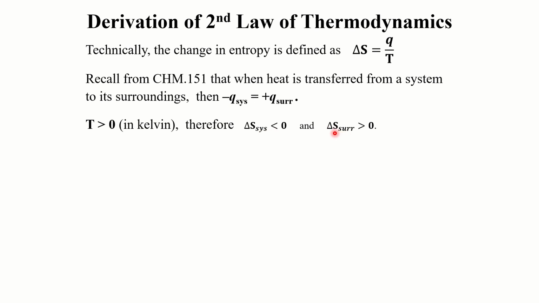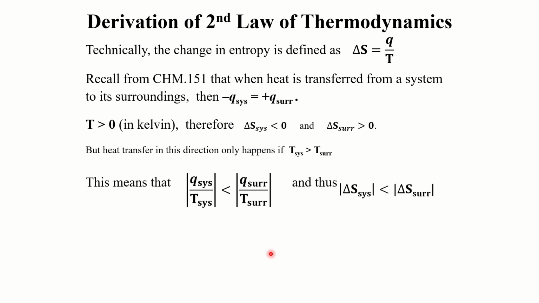Similarly, we can say that delta S surroundings must be greater than 0 since Q surroundings is positive. Now remember that heat transfer in this direction only happens if the temperature of the system is greater than the temperature of the surroundings. So what this means is the system needs to be hotter than the surroundings for heat to be transferred from the system to the surroundings. Basically, heat is transferred from a hot object to a cold object.